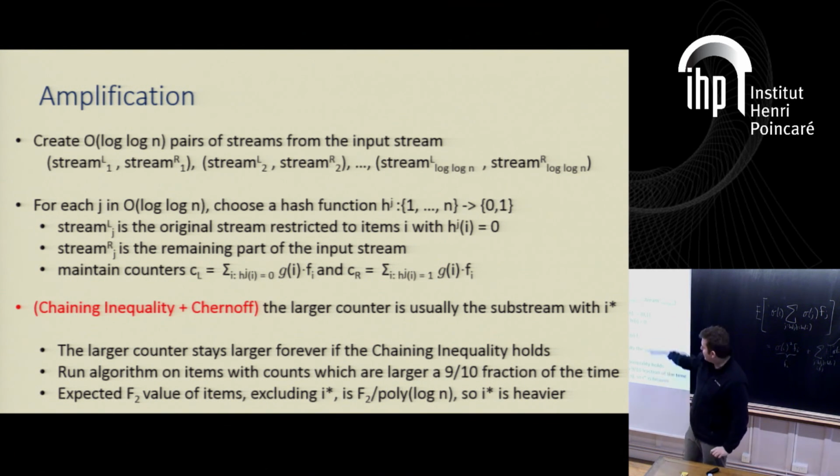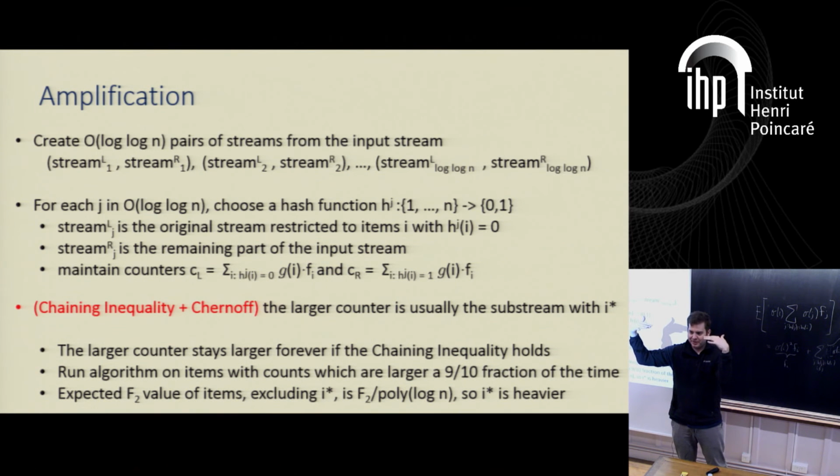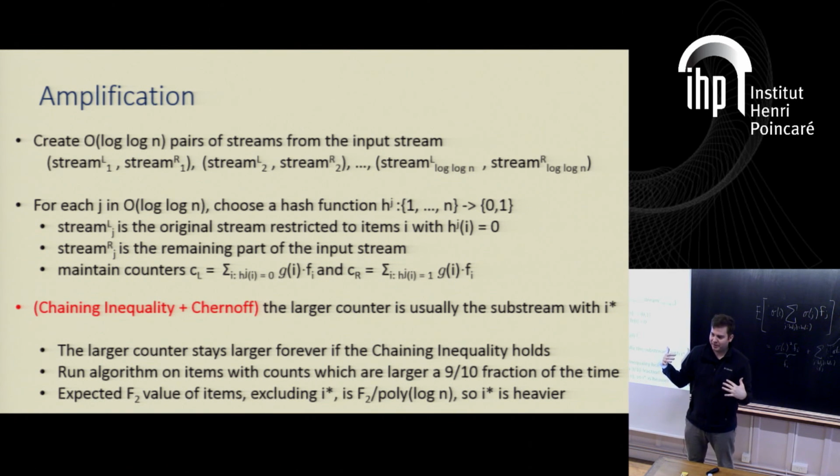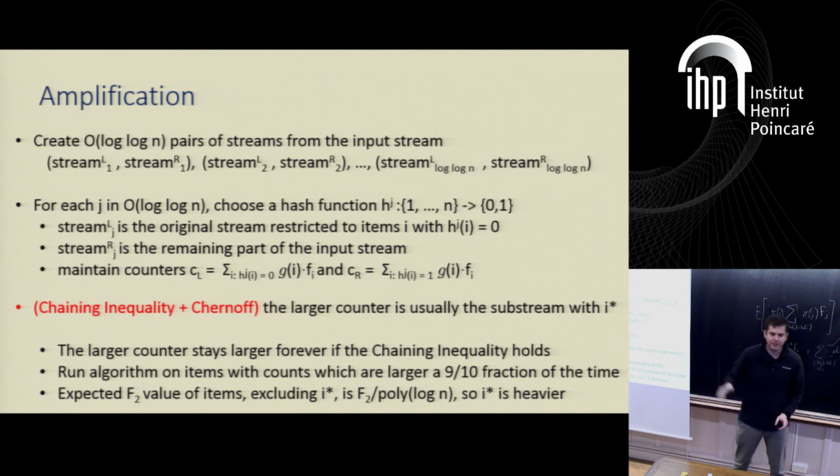Now, there's some details here that I didn't explain. Basically, the larger of the two counters does change in the beginning of the stream. It changes a lot. But at some point, it stops changing, because of the chaining inequality. And after I see enough updates, none of these counters change. And so if I'm always learning this one bit of the heavy hitter at a time, if I just look at a suffix of the stream, then it will be on counters that are not changing. So there is some garbage at the beginning of the stream. But after I see enough updates, this process works.